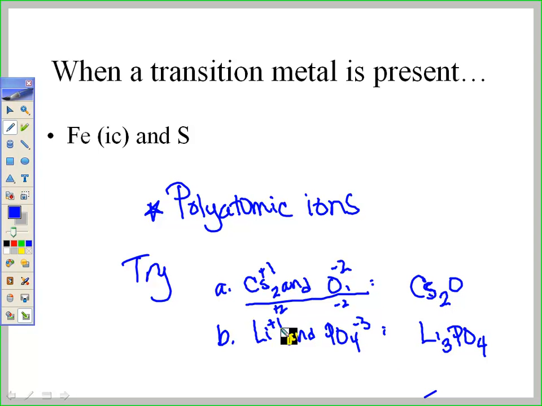Here, lithium is +1 and PO4 is -3, so you need 3 of those and 1 of those. And since you don't need more than 1 of that PO4, you don't need to put it in parentheses because that's not meaning anything different than just having PO4 all by itself.